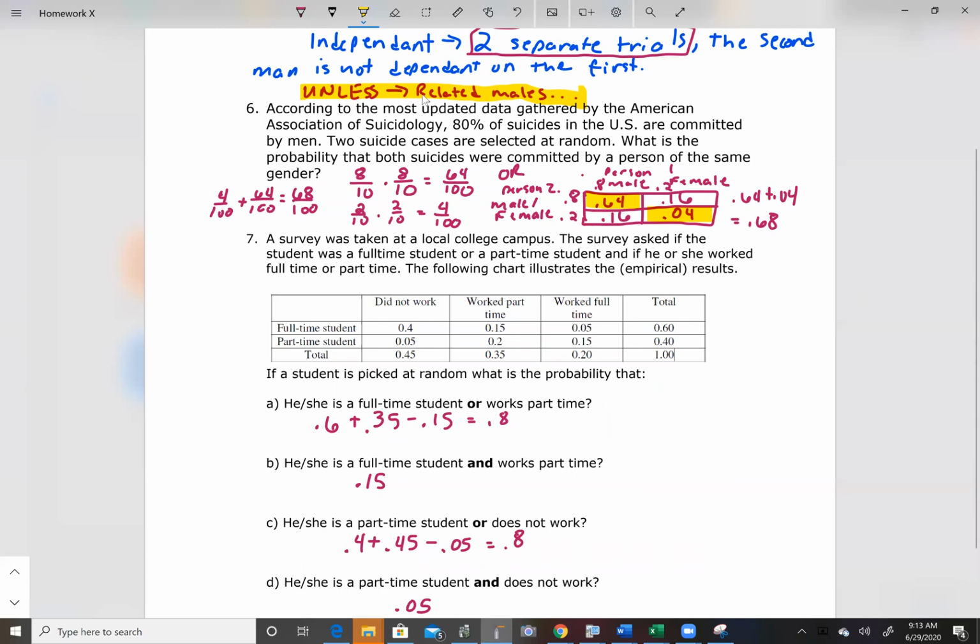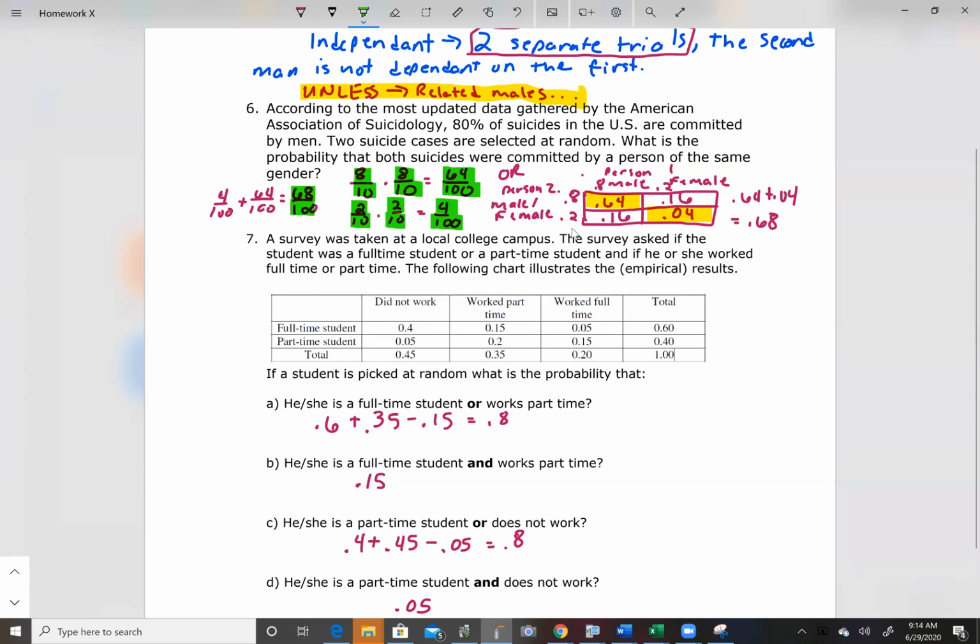So I did this 2 different ways. The first way was to figure out the probability that both would be male. 80% is the same as 8 over 10. So 8 over 10 times 8 over 10 gives you 64 over 100 or 64%. Then I found the probability that they would both be female, which was 2 over 10, so 20% times 2 over 10, which is 4 over 100, or 4%. Then I added those 2 together to get 68%.